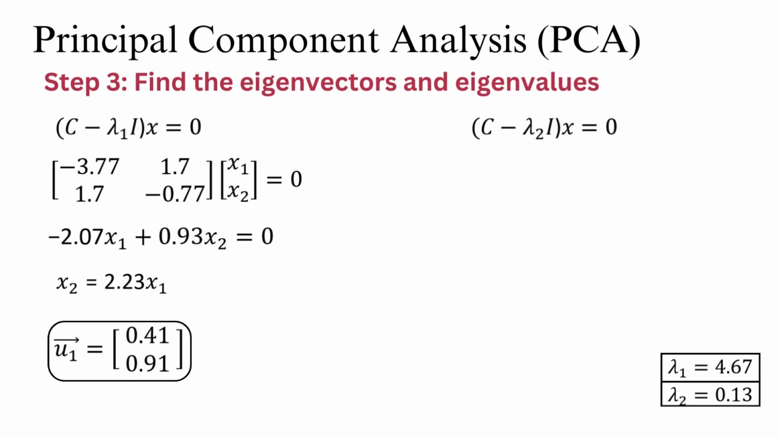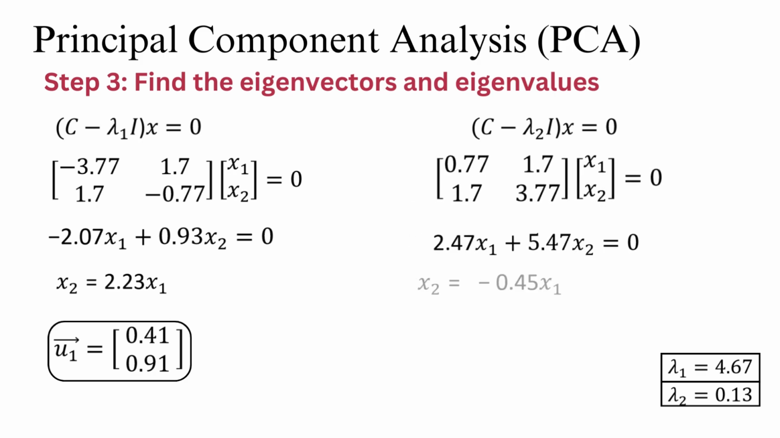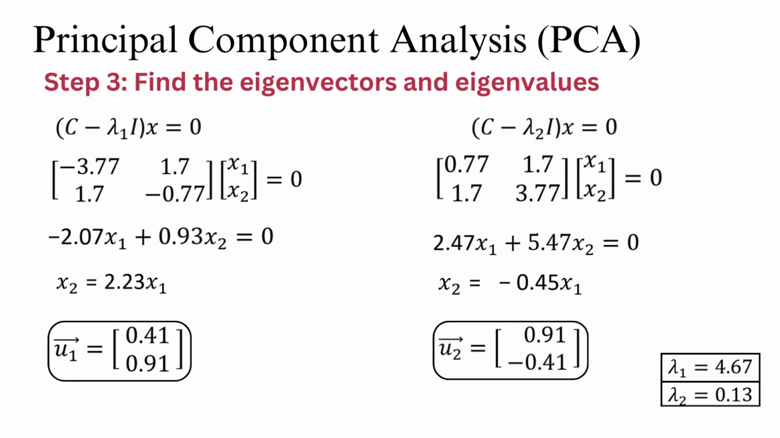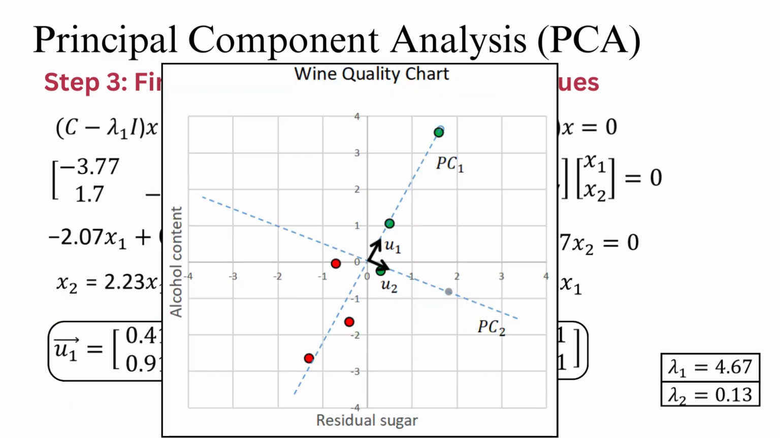Remember, that means in the transformed space this vector is stretched by the magnitude of 4.67. Similarly, we can find the second eigenvector by substituting the second eigenvalue to get u2. Once we have the eigenvectors, or the principal components, we can also visualize them on the plot. Looks great. So we have our principal components.